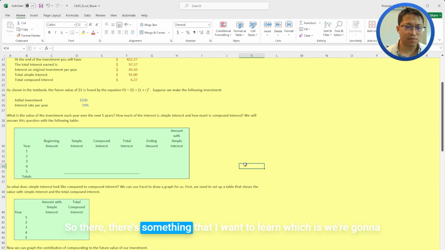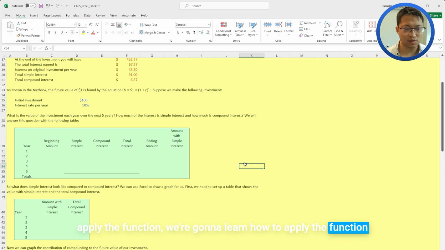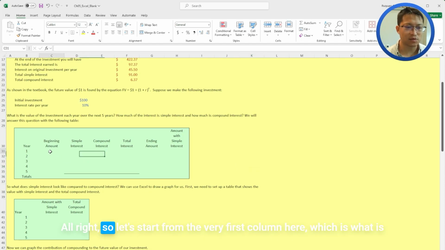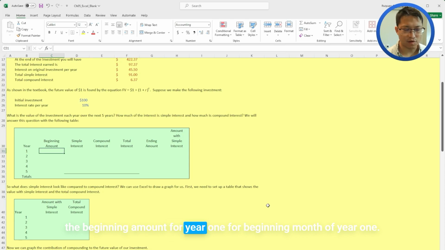There's something that I want you to learn, which is we're going to apply the function. We're going to learn how to apply the function so that we don't have to type in the equation one by one. Let me show you what I mean by that. Let's start from the very first column here, which is the beginning amount for year one. For beginning amount at year one, this is fairly easy.